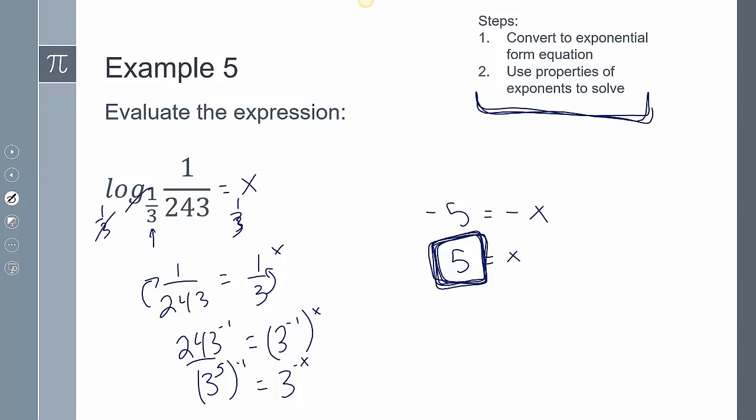Remember, you cannot say it equals x, because where did the x come from in the beginning?